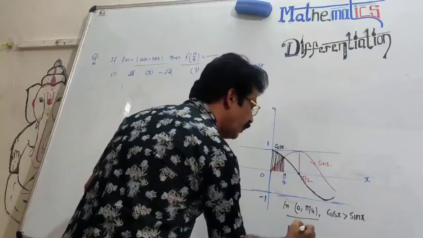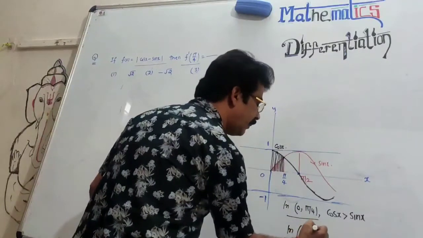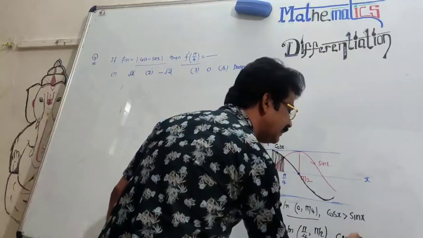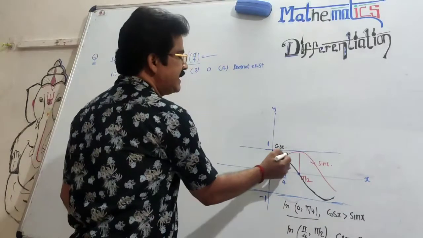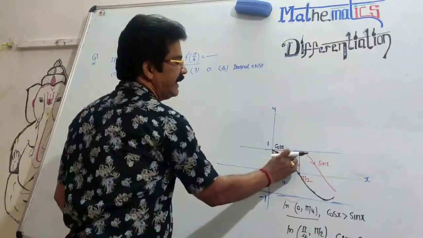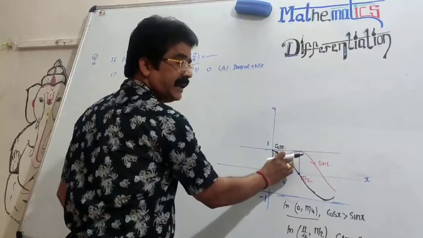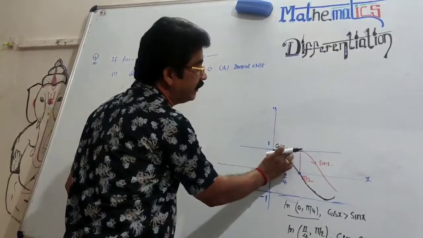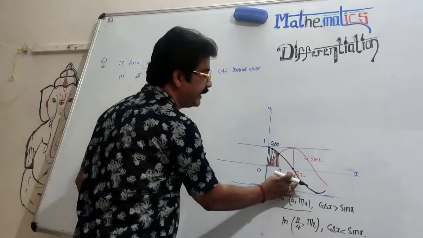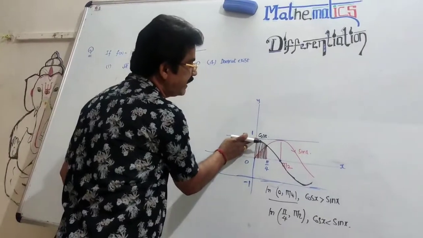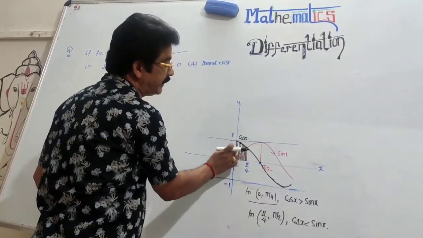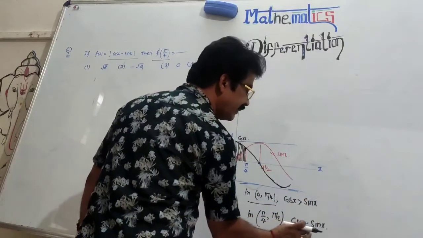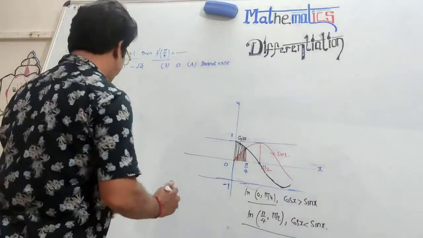Next, in the open interval of pi by 4 comma pi by 2, cos x is less than sin x. So this is higher. This is a higher area. Understand? This is the lower curve, this is the higher curve. This is the lower curve in this area, but in this area, this is the higher curve. This is the lower curve than that. Okay? So clearly, in this interval cos is greater than sin. In this interval, cos is less than sin. Like that. Okay, you come here.